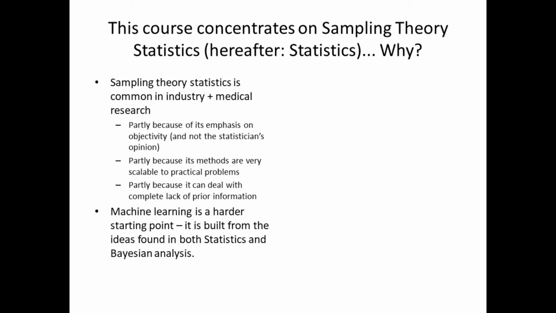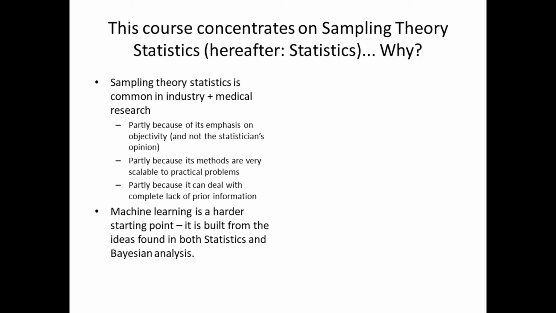Okay. Why then does our course concentrate on sampling theory statistics, which as a shorthand I will probably just talk about as statistics in this course? Answer: sampling theory statistics is very common in industry and medical research. Partly that's because of its emphasis on objectivity, not allowing your previous opinion to colour your conclusions about the effectiveness of some method or drug.